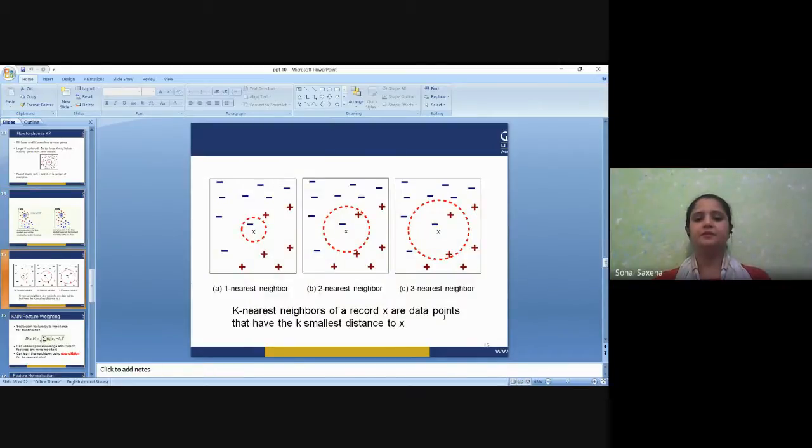Here you can see the 1 nearest neighbor, the 2 nearest neighbor, and the 3 nearest neighbor. How are they identifying the things?